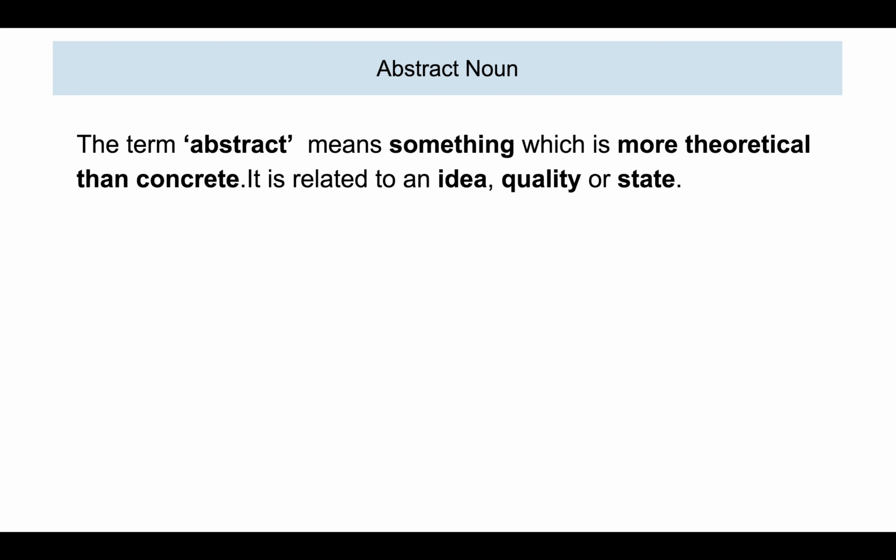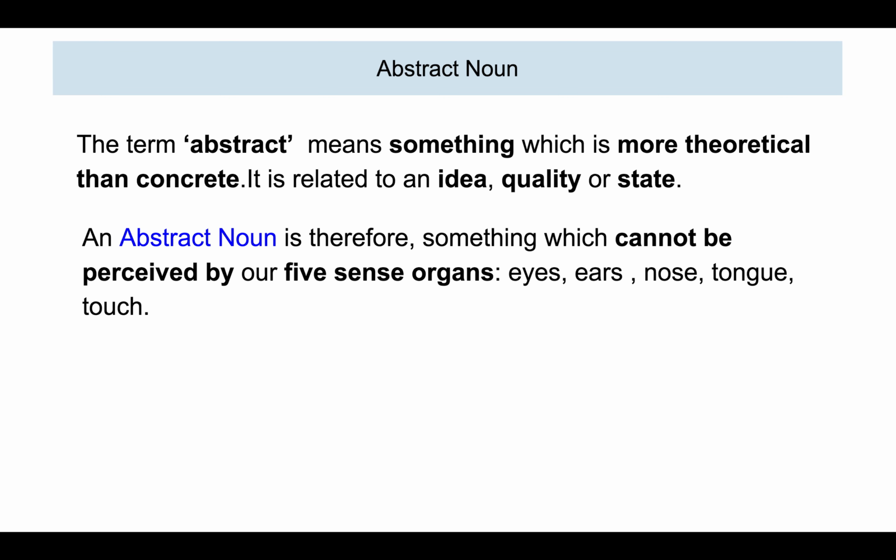Now let us go to abstract noun. What's the meaning of abstract? The term abstract means something which is more theoretical than concrete. So it is related to an idea, a quality, or a state. Now, an abstract noun is something which cannot be perceived by our five sense organs.